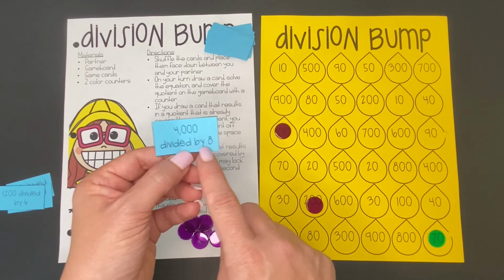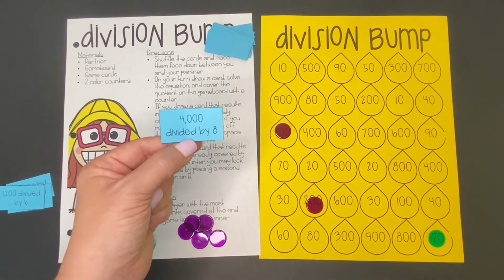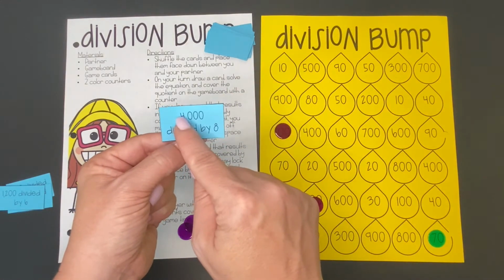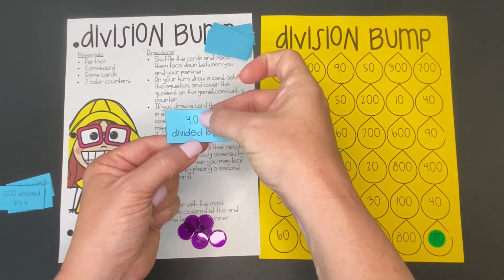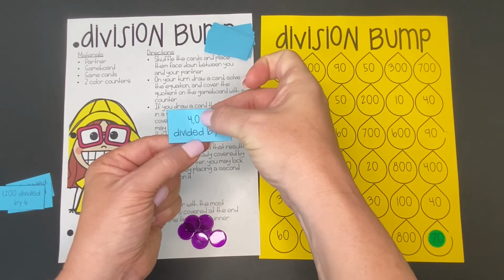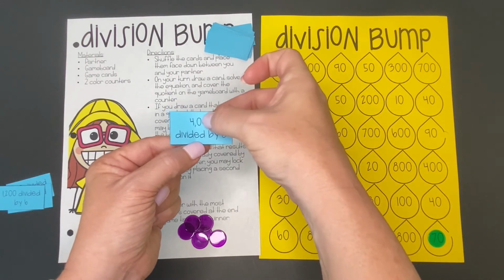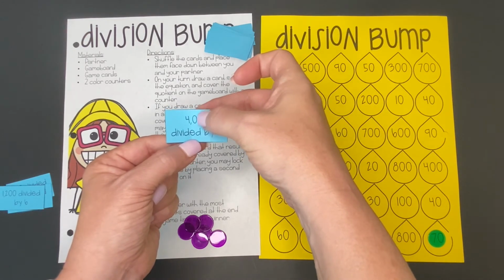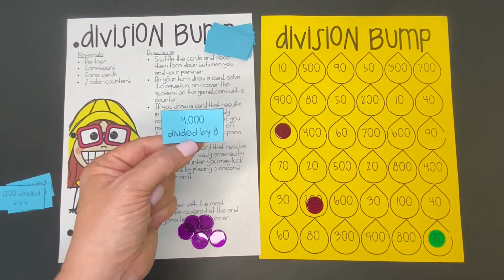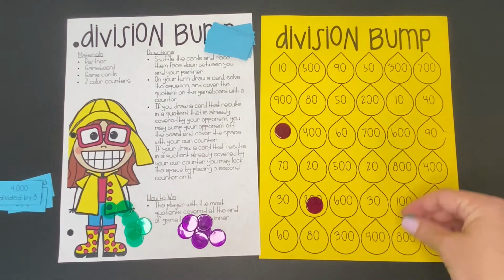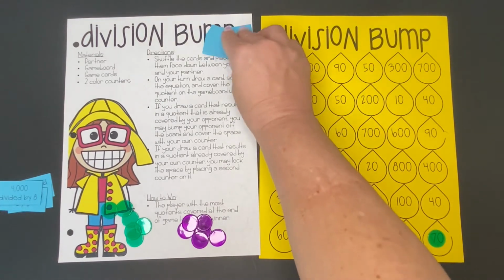So 4,000 divided by 8. This is my partner's turn. 4,000 divided by 8. Well, this one's kind of tricky because I can't divide 4 by 8, but look, I can divide 40 by 8. 40 divided by 8 is 5, right? And then how many zeros will I need? Just 2 more because I've already used up 1 right there. So 5 with 2 zeros makes 500. So my partner's going to find 500 on the board. Right there's one. Then it's our turn again.